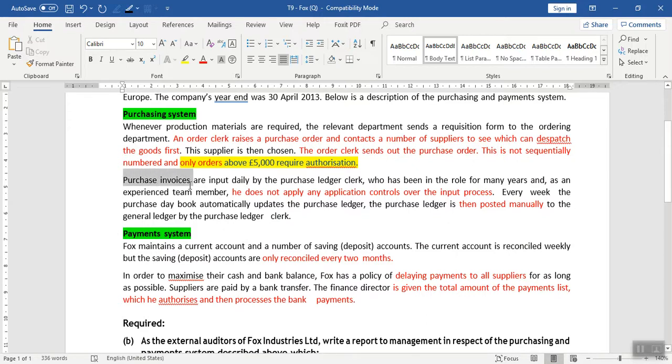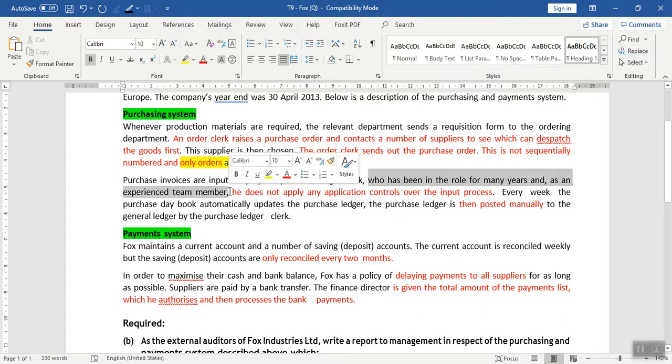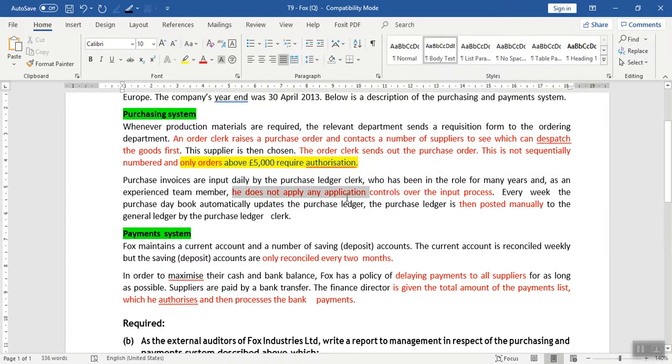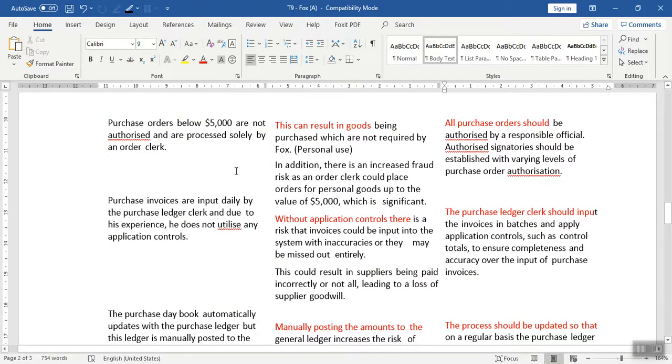Purchase invoices are input daily by the purchase order clerk, who has been in the role for many years, and as an experienced team member, he does not apply any application control over the input process. So it's obvious already. This person is very experienced, and doesn't apply any software application control. Okay, so now we know there is a problem.